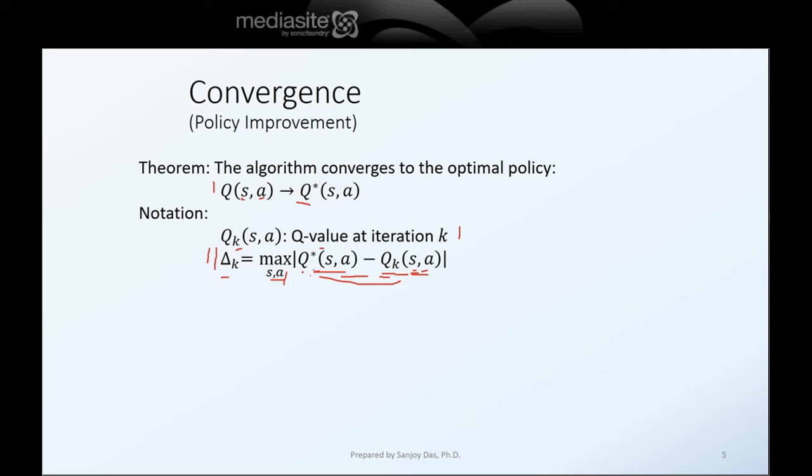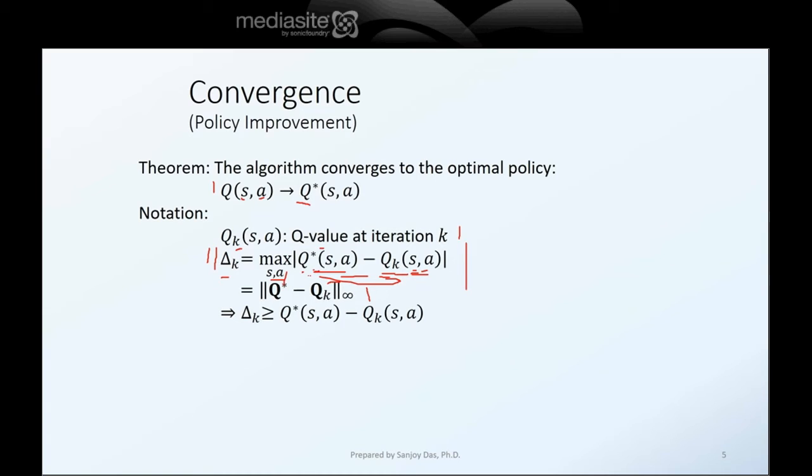So delta K ideally should be 0 when we have converged, because all the Qs will then be equal to their Q stars. Now this maximum over S, A, since it's carried out over all possible states and actions, is basically the infinity norm of the matrix Q star minus Q K matrix. And that's delta K. But that's just an illustration, a side point. So back to the first expression here.